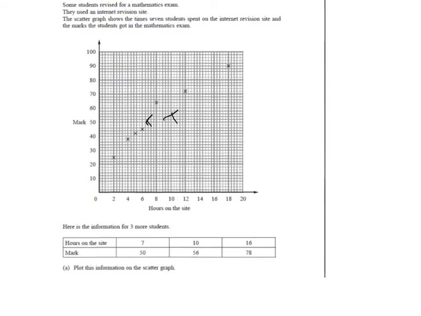So around about there. And finally 16 with 78. So 16 with 78, well 78 is 1 square before the 80, because each square stands for 2. So we're about there, that's where I need to put it. So we'll put that in. And that's roughly right there. So 16 with 78. That's part A.